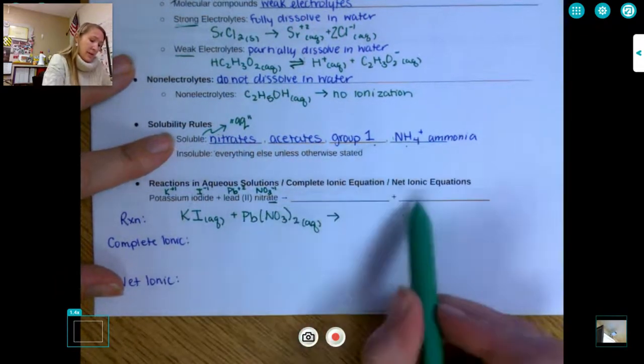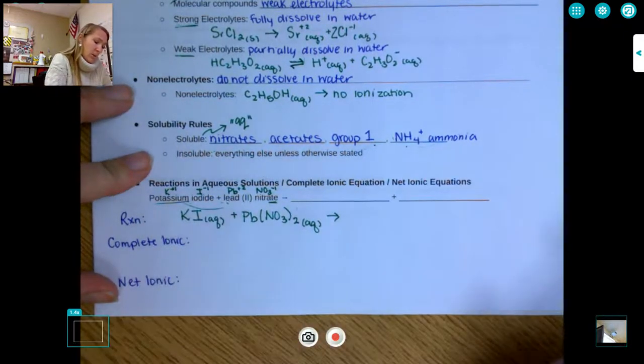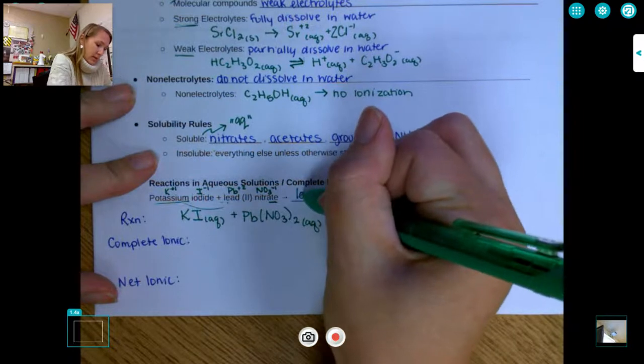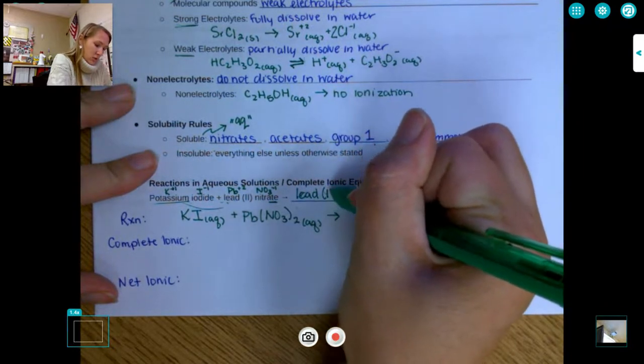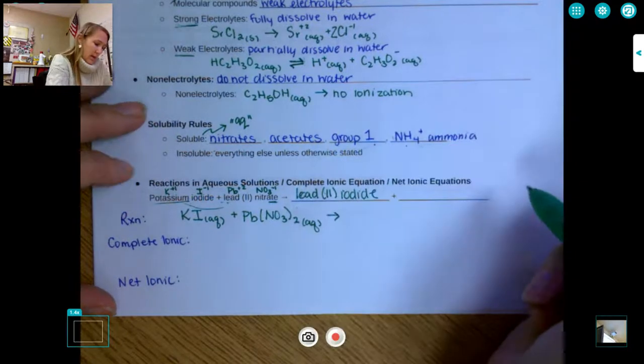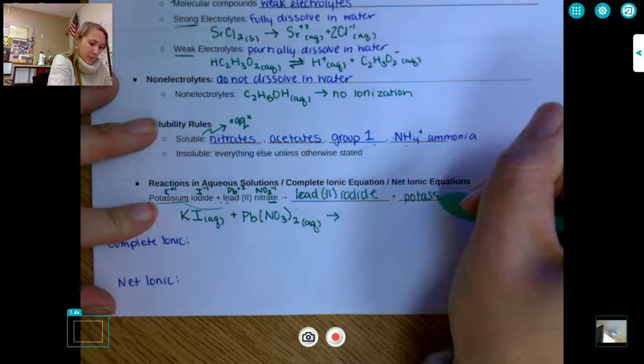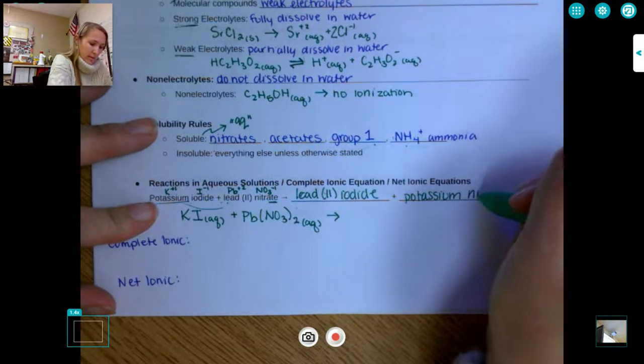Okay. I need to predict my products. It's a double replacement reaction, so my potassium and my lead swap places. So I have lead(II) iodide, and potassium kicks the lead out, so I have potassium nitrate.